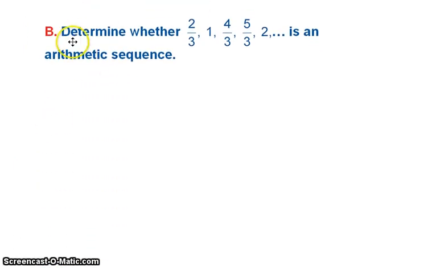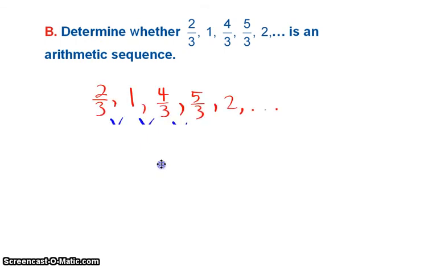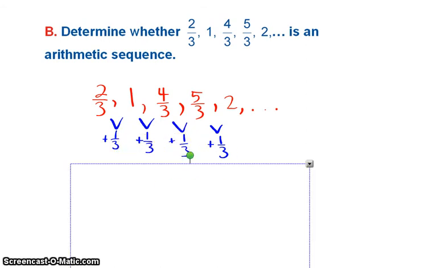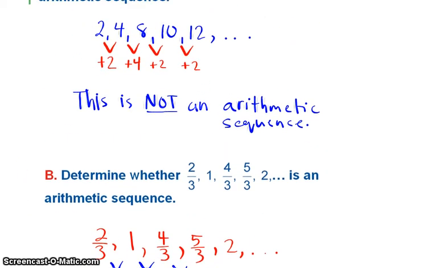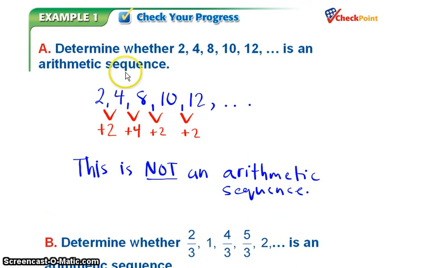Let's look at your next sequence. If we find the difference between 1 and 2/3, 4/3 and 1, 5/3 and 4/3, 2 and 5/3, we can see that it is actually increasing by 1/3 each time. Therefore, yes, this is an arithmetic sequence because the common difference is the same. Okay, so that's your first skill. Recognize if a sequence is arithmetic or not.